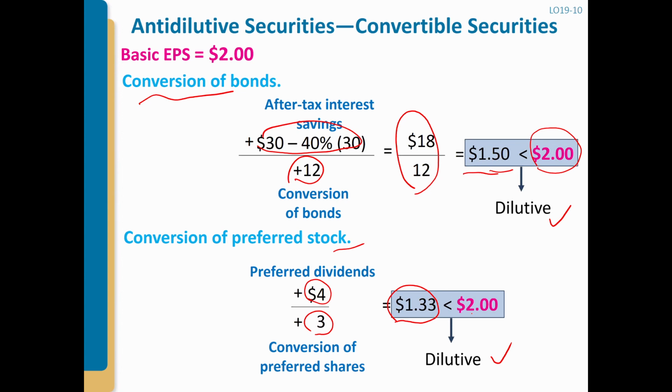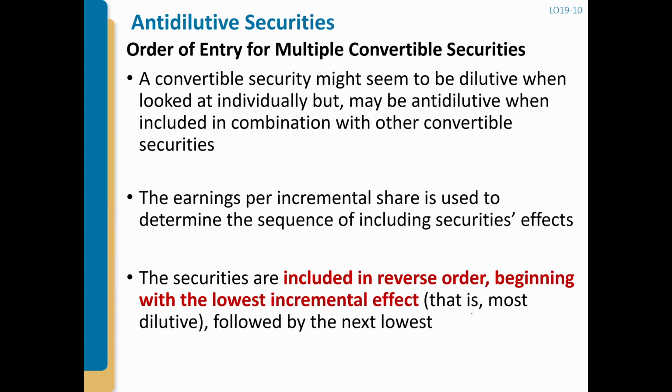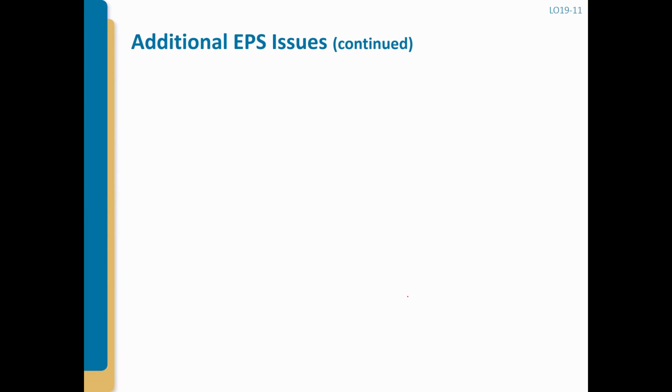Another point here is the order in which to include convertible securities. You need to include those convertible securities one at a time, based on the order. You want to include the lowest incremental effect first, the worst convertible security. You include that first, and once you're done, then you include another one. So you do it step by step.